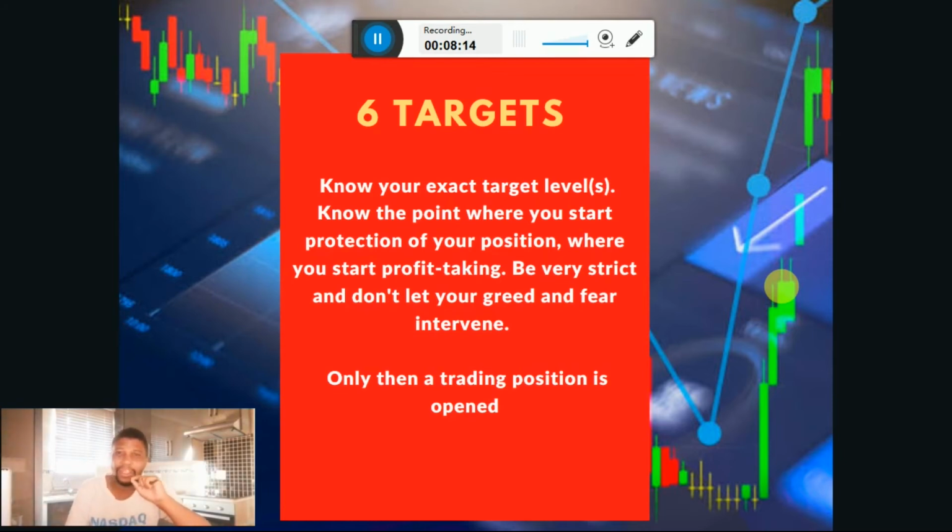I like this point. This is very powerful and strong. Do not let your greed and fear intervene once a trade position is open. So the greed and fear part, I always try to tell people that it's better to be fearful than to be greedy. Because when you are fearful, let's say the trade is already in profits about 10 or 25 pips, you rather close the trade or move your stop to break even to protect your account.